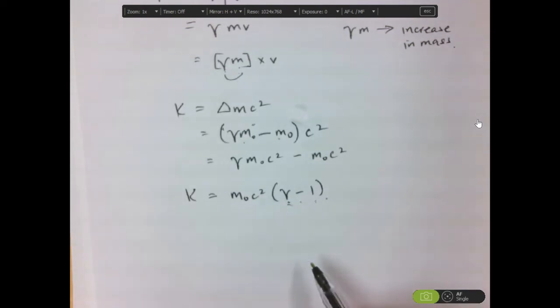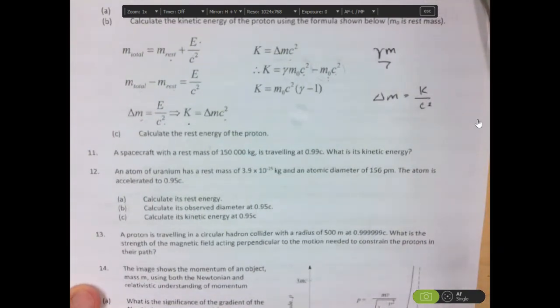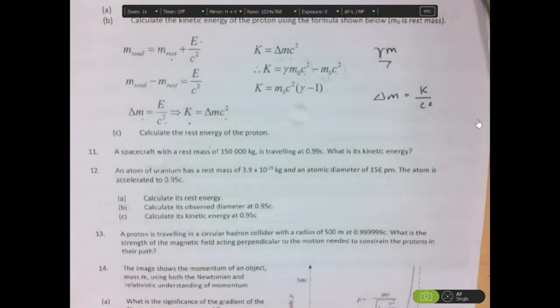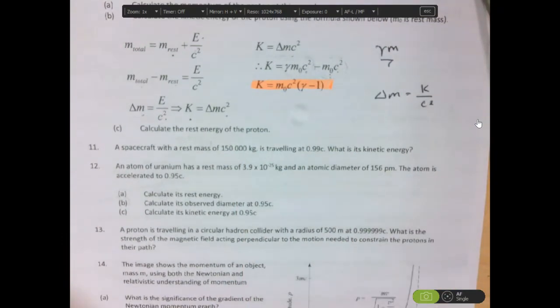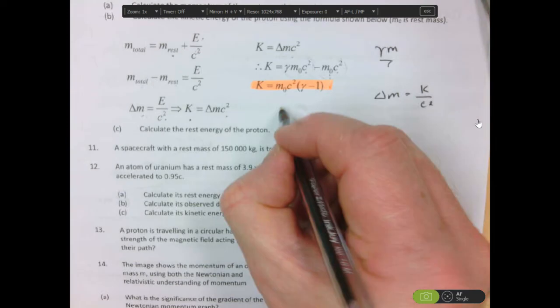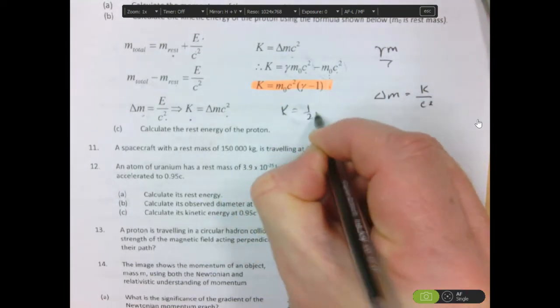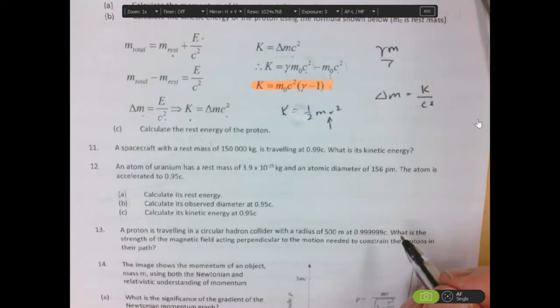Now, the upshot of this is it's easier simply to memorize this formula. We don't want to derive it each time. The kinetic energy of an object traveling at relativistic speeds is given by that. If we are talking about kinetic energy at lower speeds, please always use a half mv squared, where this v here is simply a normal velocity, nowhere near the speed of light.